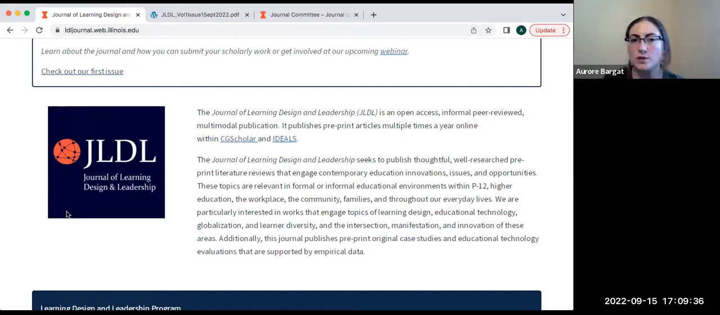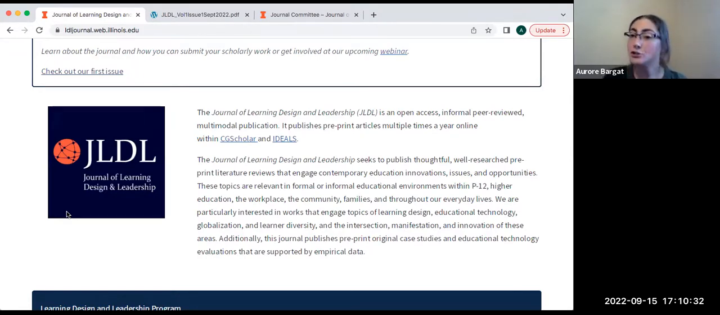The articles will be available through CG Scholar and IDEOS, which is related to the library. Most of the articles in our first issue are literature reviews, but it's not just that. We have a wide variety of articles that we will accept and consider. The idea is to engage more of a discussion around education innovations, but also issues or challenges. It can be related to formal or informal educational environments, so K-12, higher education, an organization, an institution, a private company, or the community. That gives the floor to a wide array of fields that can be covered here.